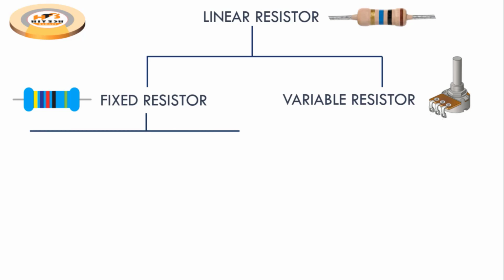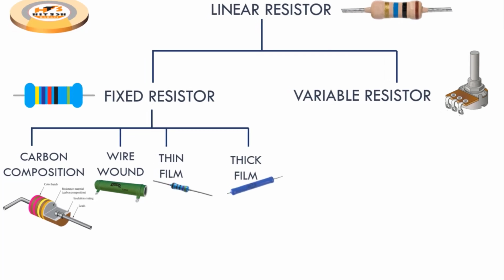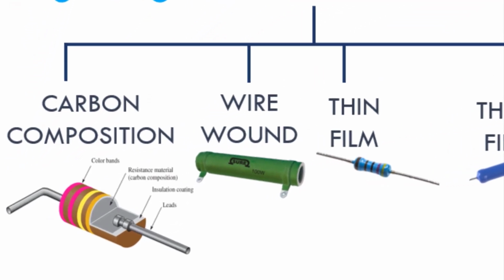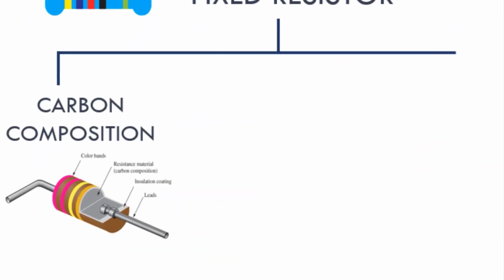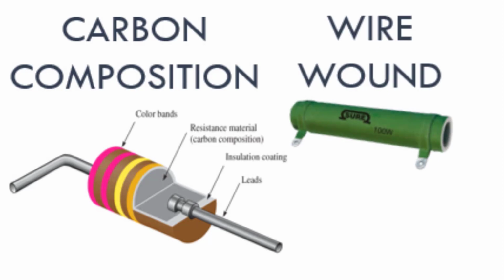Now fixed resistors can be further divided into following types. First is carbon composition resistor, second is wire wound resistors, third is thin film resistors and fourth is thick film resistors. Now we will see one by one. Carbon composition resistors are made from mixture of carbon powders or graphite powders with some insulating fillers. The ratio of insulation material decides the actual value of the resistance.